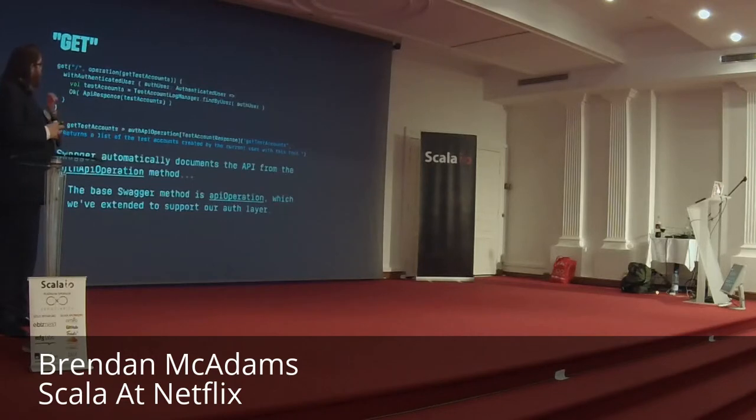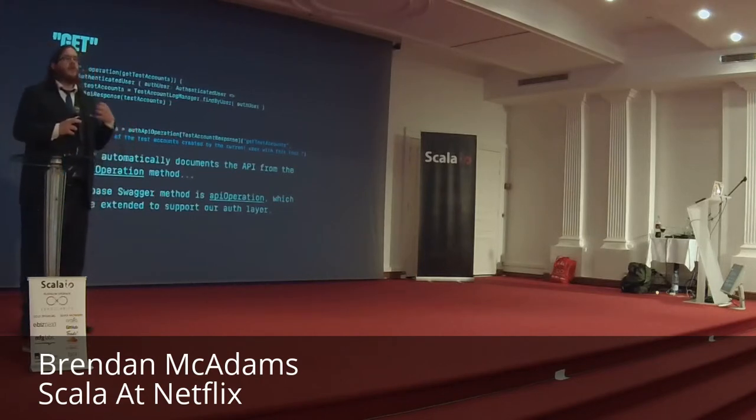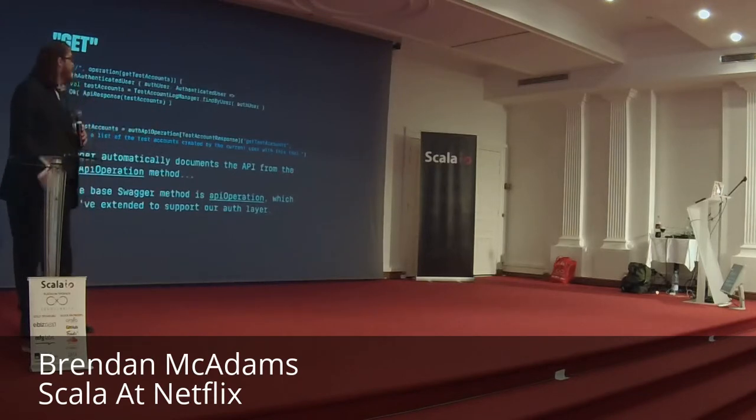So this is going to spit out documentation. The base Swagger method is actually API operation. Auth API operation is an additional piece that we wrote that adds some extra information so you can put a cookie token into your call. So we extended some of our Swagger information to make our lives easier.